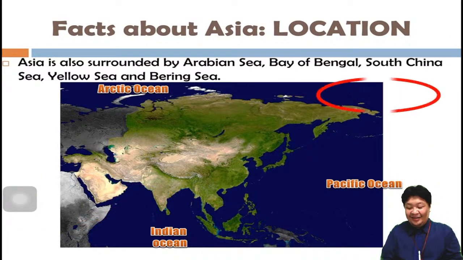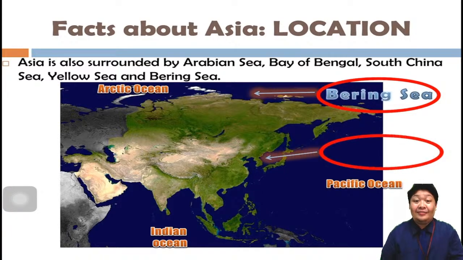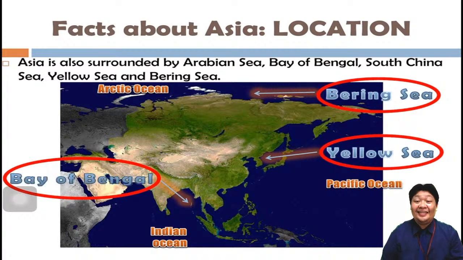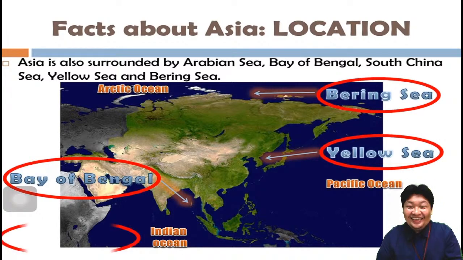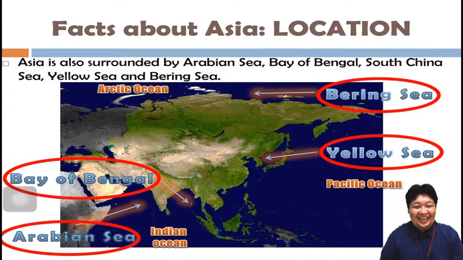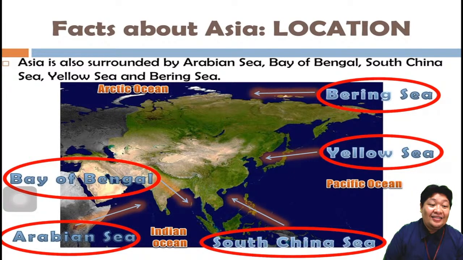Let's continue. What border is this? Just a recap. The Gulf of Thailand is part of the South China Sea, class. Okay, next. The circled one is the Bering Sea. Very good. Next, how about this one? It's the Yellow Sea. How about this one? Bay of Bengal. Very good. Next, how about this one? It's the Arabian Sea. And the last one is this. It's the South China Sea. So these are the seas and the bay that surround Asia. Get it?